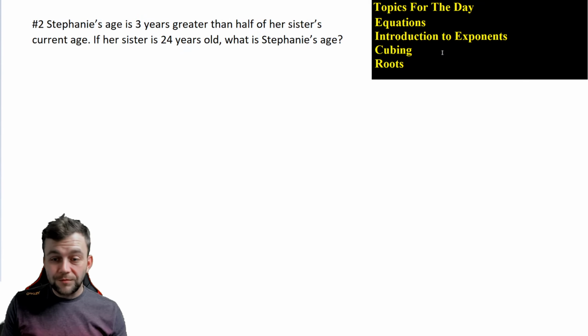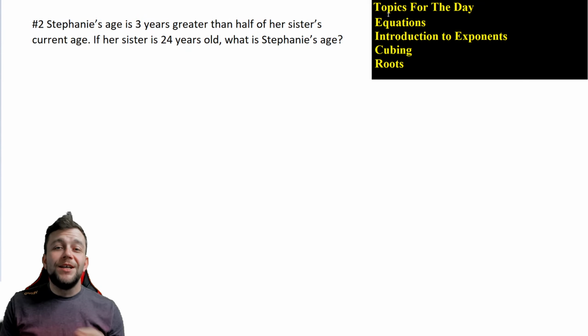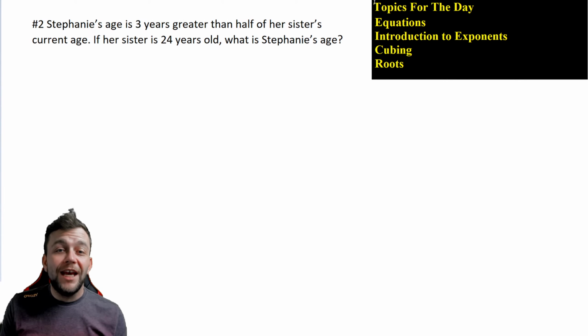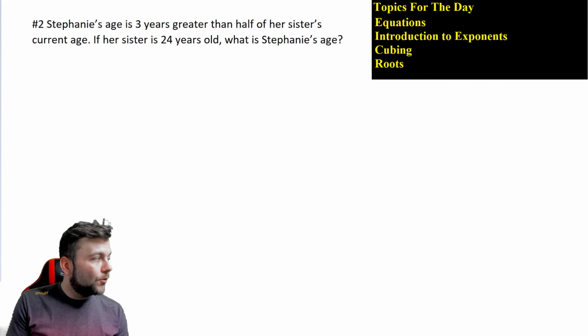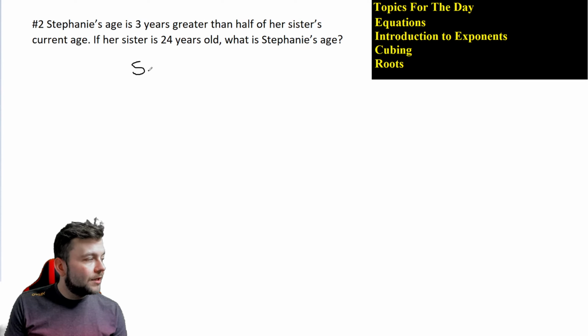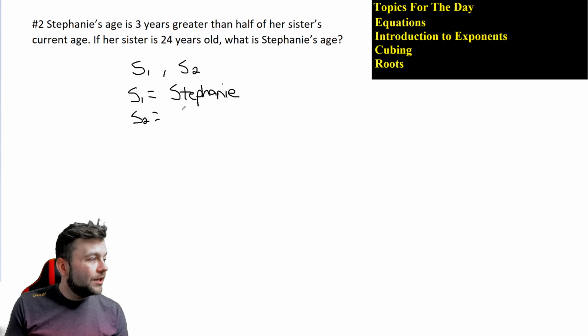All right, another fun word problem for us to do. Stephanie's age is 3 years greater than half of her sister's current age. If her sister is 24 years old, what is Stephanie's age? Okay, so for our variables, we'll use Stephanie and sister. So we'll do S1 and S2. S1 equals Stephanie. S2 equals the sister.